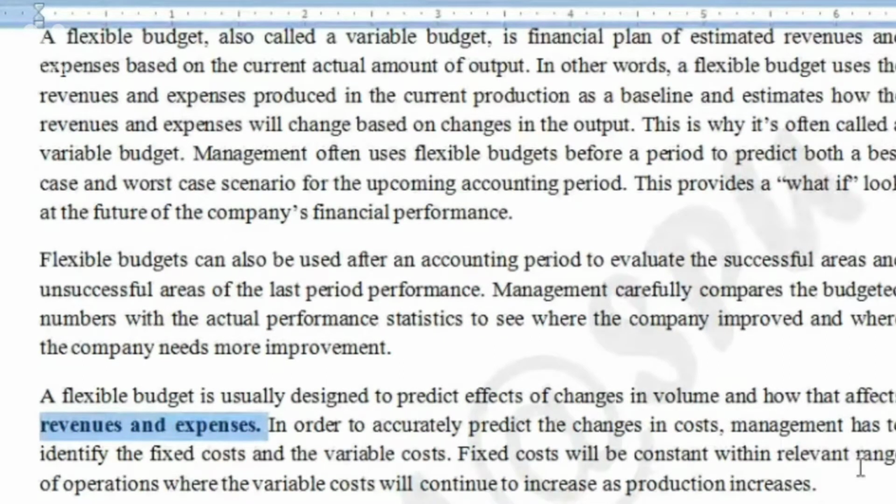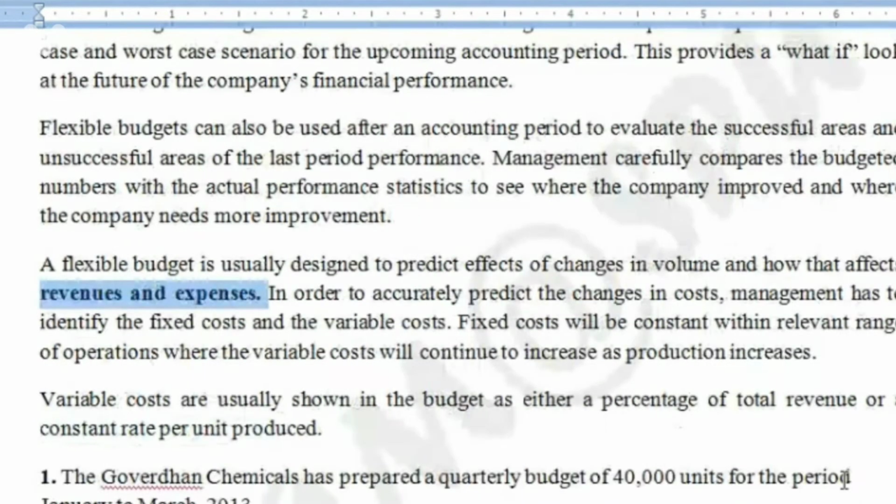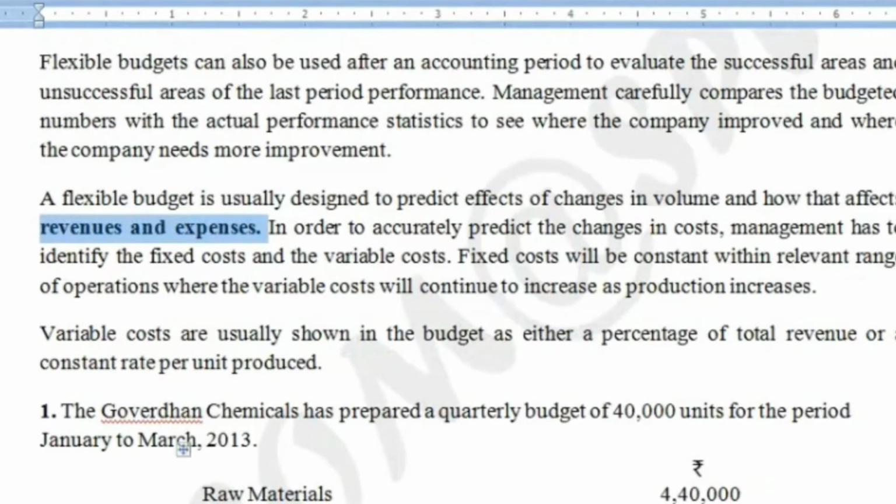Fixed cost will be constant within the relevant range, and variable cost will continue to increase with production. Variable cost increases with the increase in production in the same proportion, but fixed cost is not increased in the same proportion of production, right? So what exact cost position are we trying to find out by preparing this flexible budget? So these are the theoretical aspects.